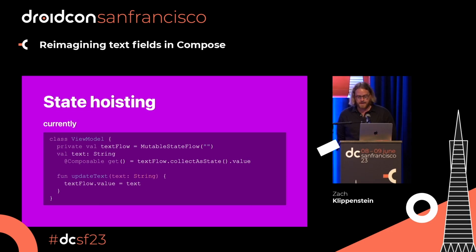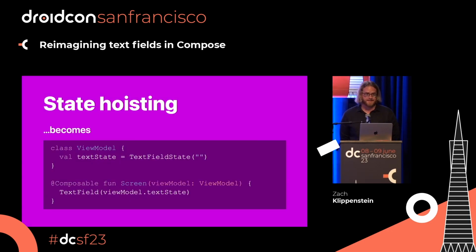So with the new API, you hoist the text field state itself. And in this case, you're just calling the actual constructor, not that remember function, but it's kind of the same idea. You pass in the initial text, and then you refer to that from your composable.